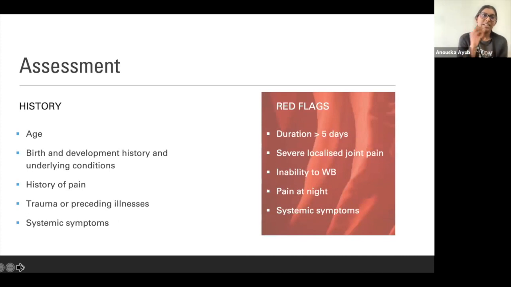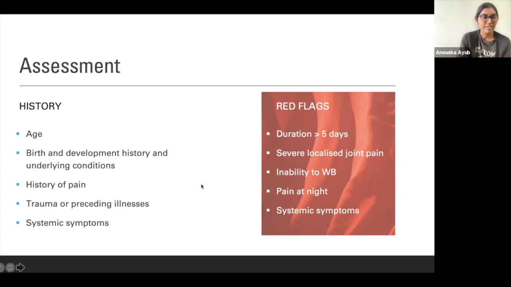The first part of assessment is the history. You need to ascertain the child's age, birth and developmental history. Underlying conditions are very important. If you've got a child with cerebral palsy or known DDH, you need to know about that. Then the history of the pain. How long has the child been in pain? How did it start? Quite often with these, there is a spurious history of trauma. The parents will see that the child is limping and link it to the other day when they fell down the stairs or tripped. But don't let that catch you out. That's quite often a red herring.